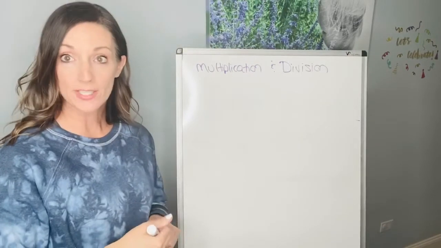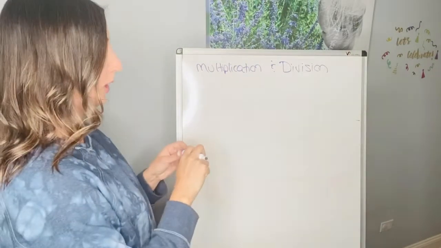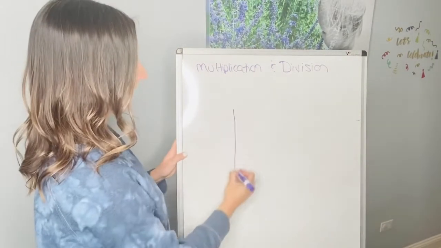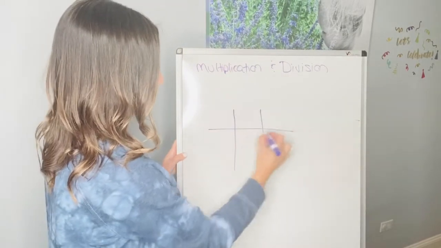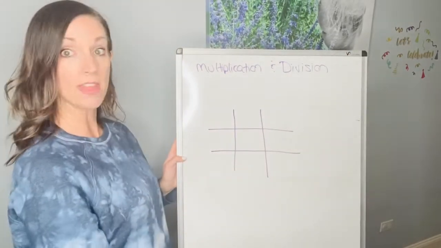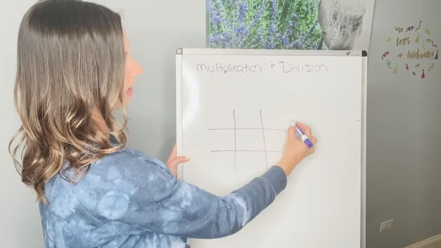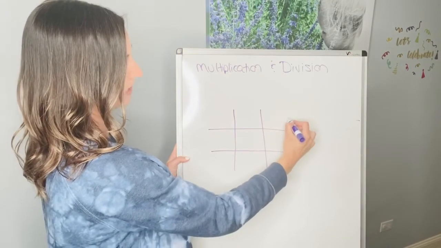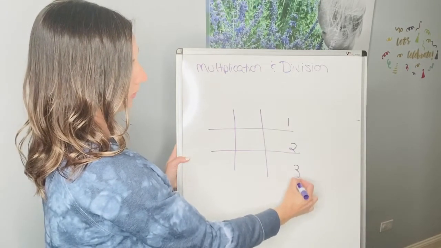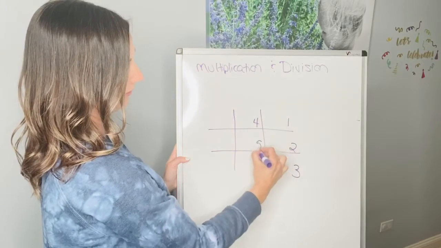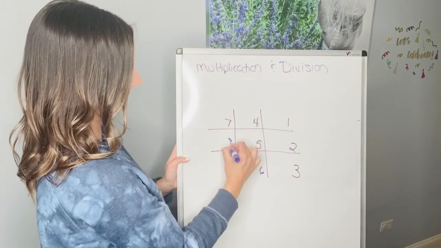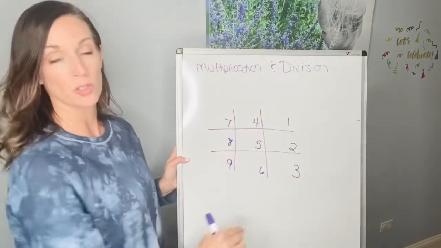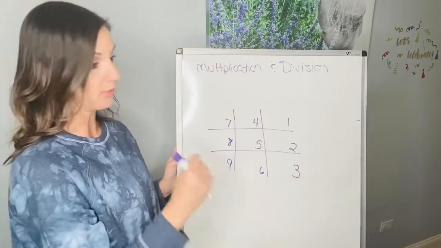Alrighty, I'm gonna show you your 7s trick. So what you do for 7s is you're gonna make a tic-tac-toe board. Alrighty, and then you're gonna start all the way to the right and you're gonna number it. Make sure you're to the right of the square. 1, 2, 3, 4, 5, 6, 7, 8, 9. Those are going to be your ones place value for your answers.